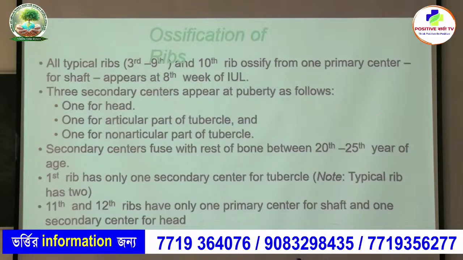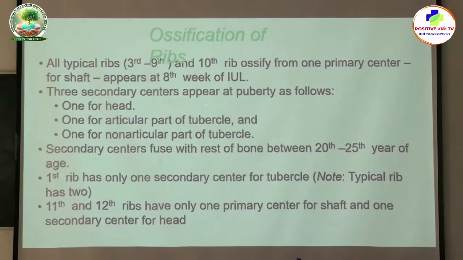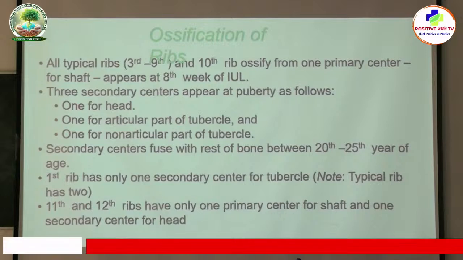Now we go to the ossification of ribs. For typical ribs, all the typical ribs, 3rd to 9th and 10th rib, ossify from one primary center for the shaft, and it appears at the 8th week of intrauterine life. And 3 secondary centers appear at puberty as follows: one for the head, one for the articular part of the tubercle, and one for the non-articular part of the tubercle. These are the 3 secondary centers for typical ribs.